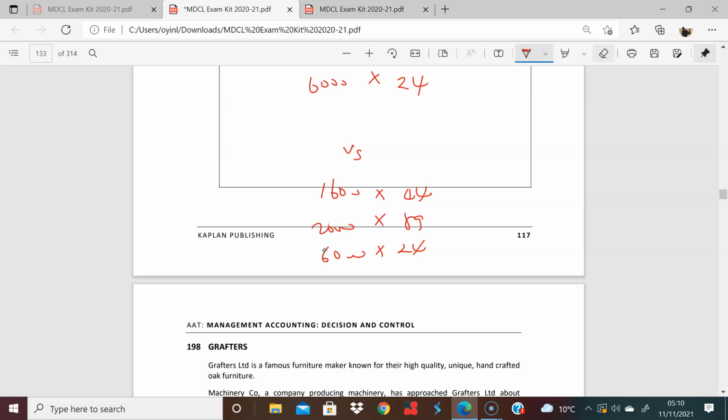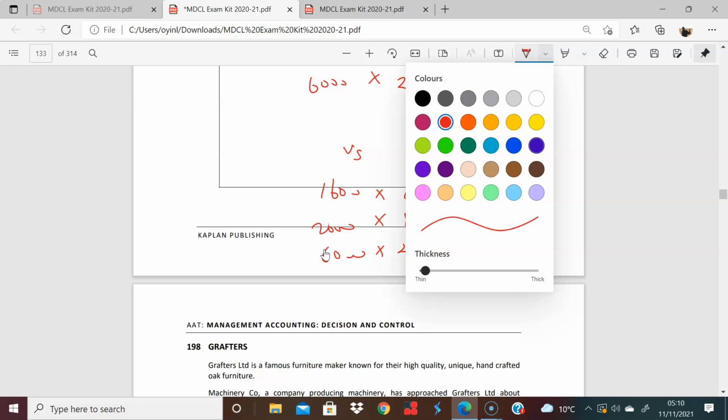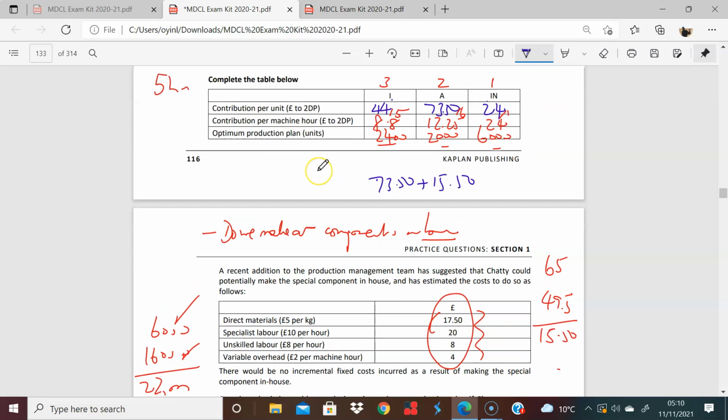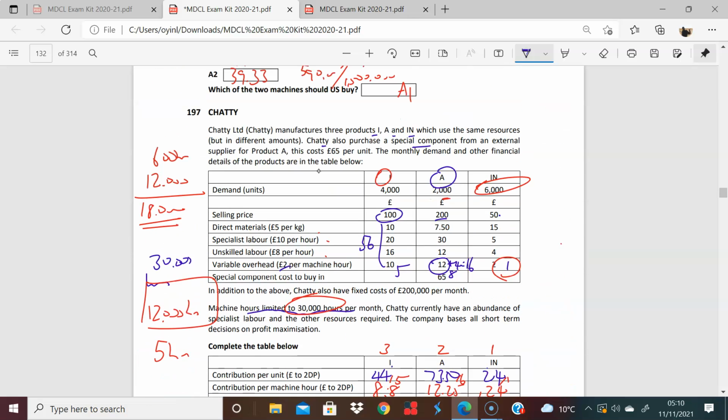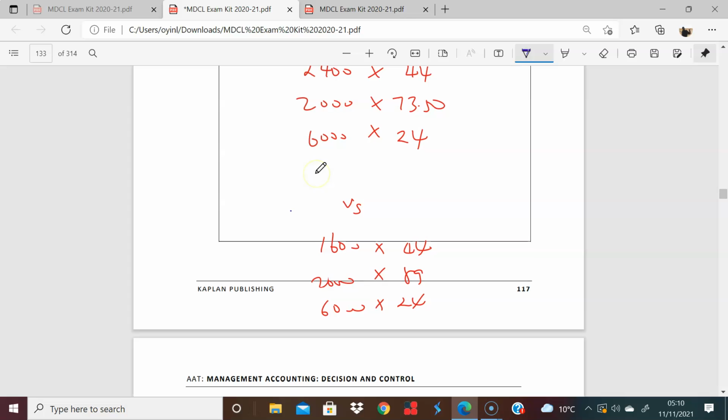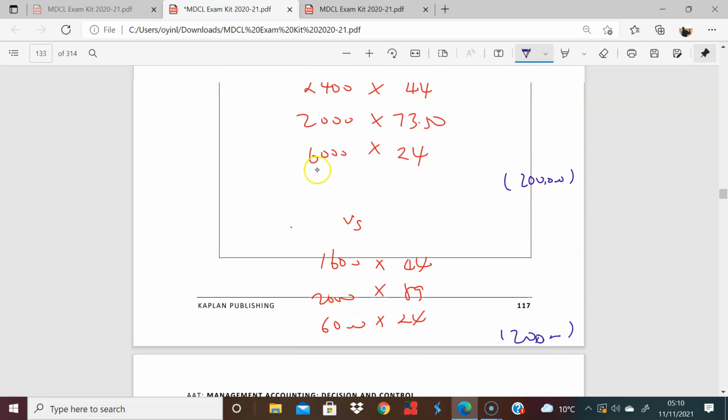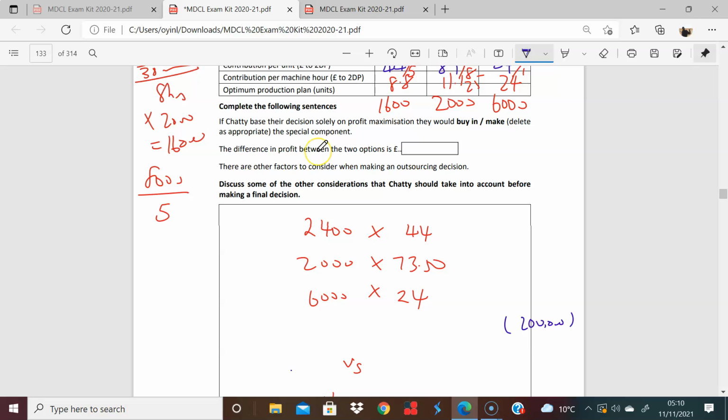And then I'll take off my fixed costs, because this question is asking for profitability, and I'm told that I have some fixed costs of 200,000. When I get my answers, I'm going to take off my 200,000 and see what I have left, and do the same thing for the other option. So let's quickly run through that.